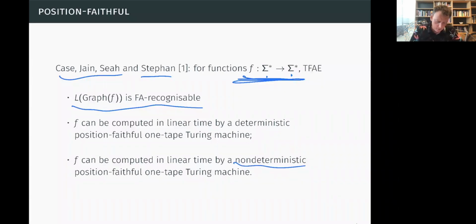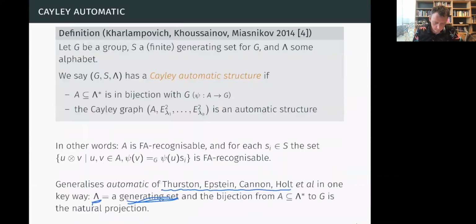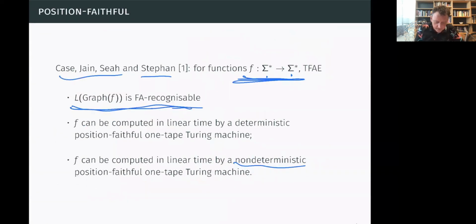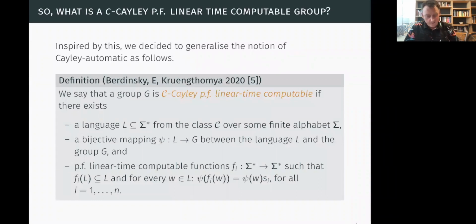So we looked at this and we thought, okay, we have this definition due to Kharlampovich et al. of what a Cayley automatic structure is. And a lot of people have been studying this. So we thought, okay, having these structures as FA recognizable is equivalent to having a Turing machine position-faithful testing things out. So what we decided to do to generalize the notion without losing all of the great results was, inspired by this notion, we defined what a C Cayley position-faithful linear time computable group is.